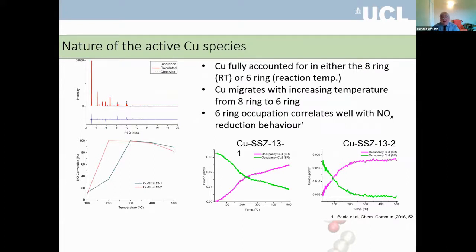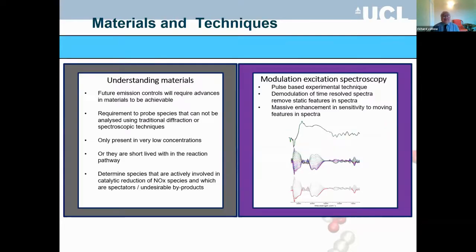The diffraction data they obtain indicates that the copper migrates as the temperature rises from the 8 ring to the 6 ring. But in fact, the question of the location of the copper when it's most active is still a matter of debate. But this work aimed to try and get some handle on the mechanism of the catalytic reaction. We need to understand the materials and we need to understand the catalytic process. We need to understand the nature of some of the catalytic intermediates. Now that is difficult because they're only short-lived in the reaction pathway.